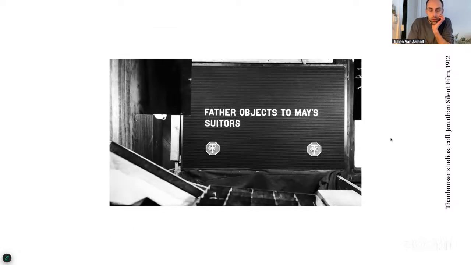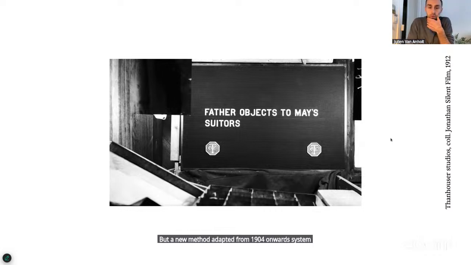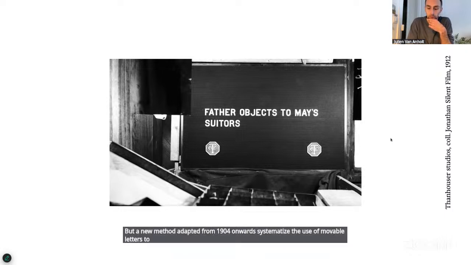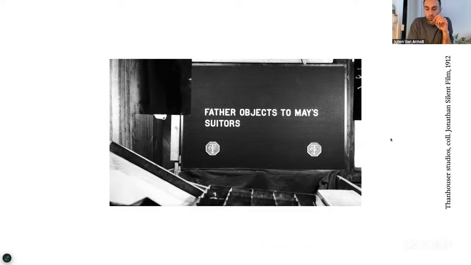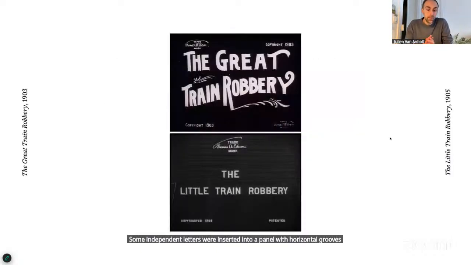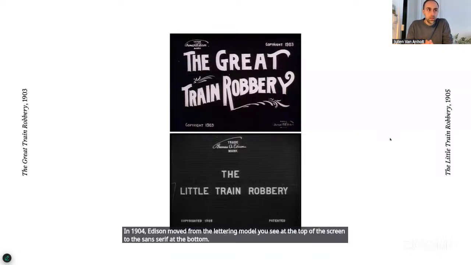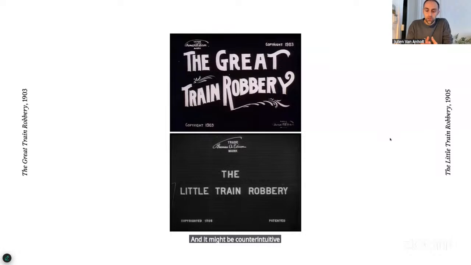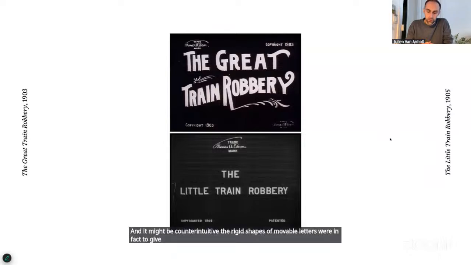But a new method adopted from 1904 onwards systematized the use of movable letters to compose intertitles. Some independent letters were inserted into a panel with horizontal grooves. So in 1904, Edison moved from the lettering model you see at the top of the screen to the sans serif at the bottom. And it might be counterintuitive, but the rigid shapes of movable letters were in fact to give filmmakers and designers a great deal of freedom.